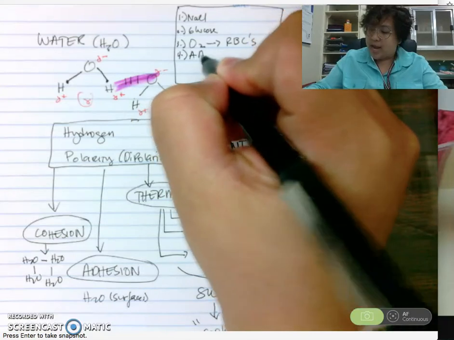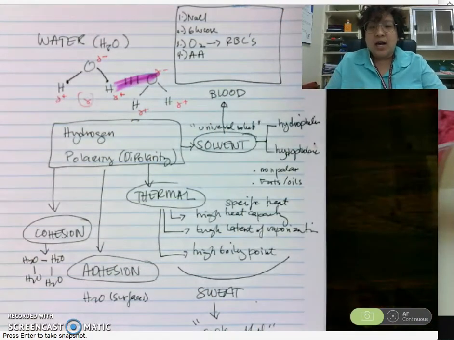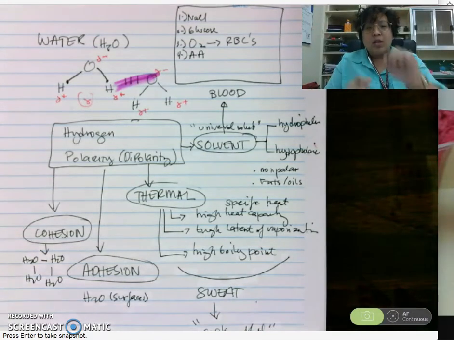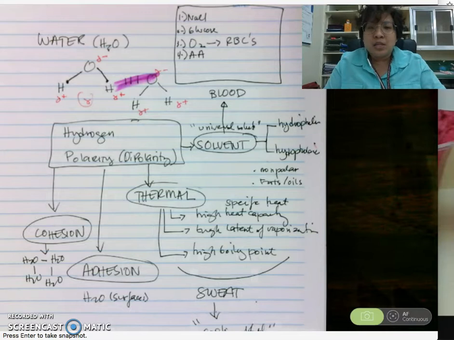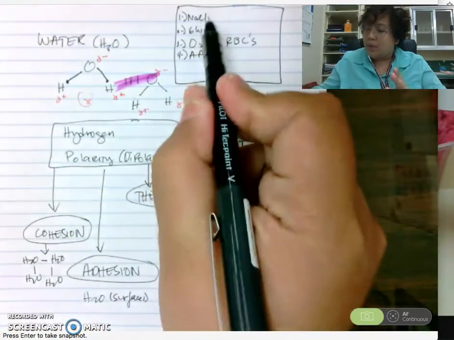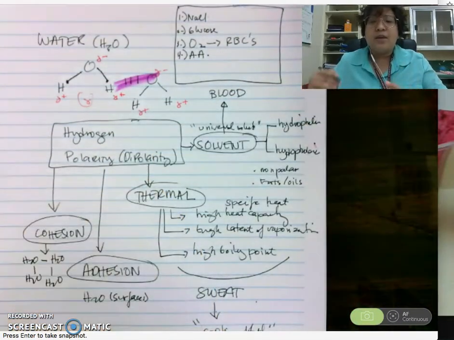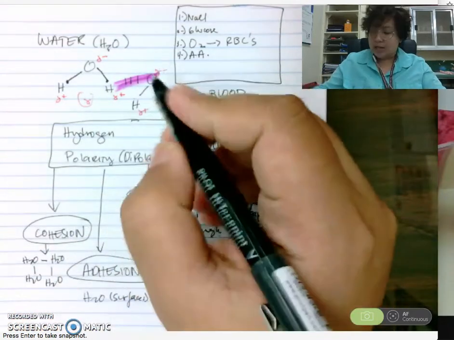I'll put there AA, that stands for amino acids. You already drew the structure of amino acid, and you should know that amino and the carboxyl group gives your amino acid an overall polarity, an overall charge. Therefore, again, polar can easily dissolve and be transported, circulated in the blood.